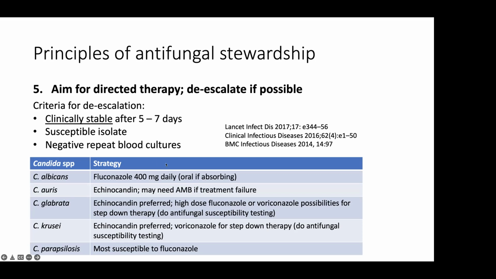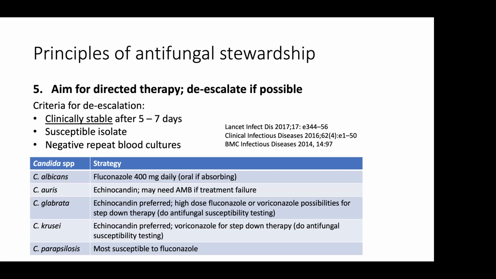And I've just summarized in this table guidance for specific organisms. As I said, for Candida albicans, de-escalate to fluconazole. And because it's very well absorbed, you can transition to oral if the patient is absorbing adequately and so not in shock, and other factors for poor absorption. Candida auris, it is preferred to continue with an echinocandin, but treatment failure has been described, and so you may need amphotericin. Glabrata is very difficult, and I'm very interested in microbiology's comments later on.